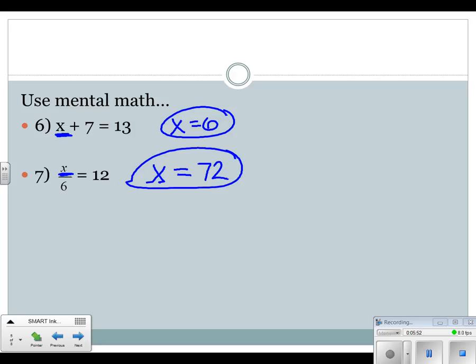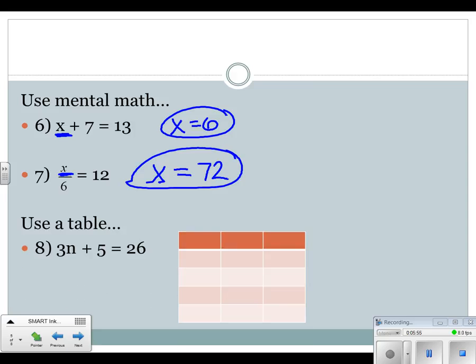We can also use a table. We have an open sentence here, 3n plus 5 is the same as 26. So we could make a table, say we have some n values in the first column, we're dealing with 3n plus 5 in the middle, and then we're looking for a value over here in the last column. So I'm going to pick some numbers to put in for n. Let's do 4, 5, 6, and 7. And so we'll put 4 into our expression. 3 times 4, and then plus 5, and our value is 17.